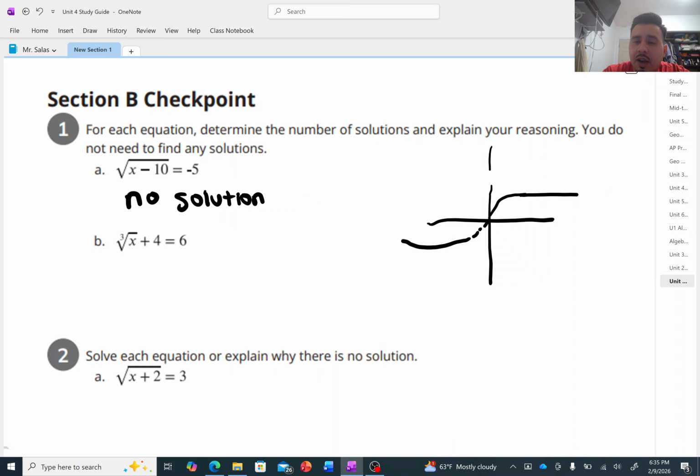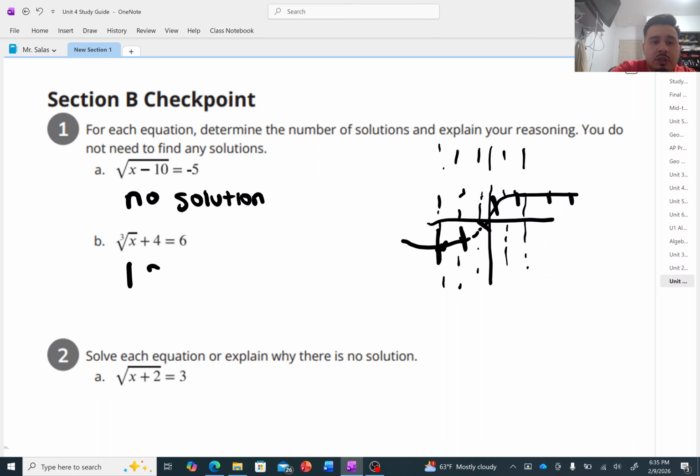Question, if I was to draw lines that were to go through my graph, do I touch any point twice? No, I do not touch any point twice. I always touch my graph at least once, or just that one time. So if I was to cross here, I only touch my graph once. If I cross here, I touch my graph once. If I cross my graph here, I touch once, only once. You get the point. So that means for my cube root, I'm only going to have one solution.